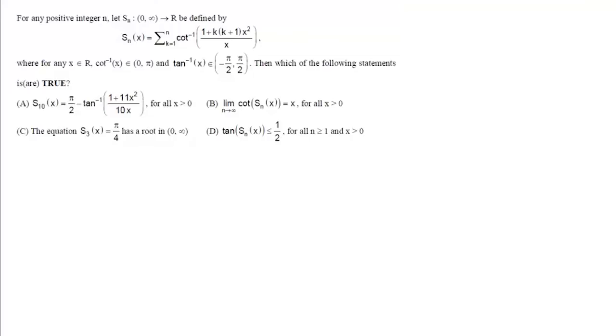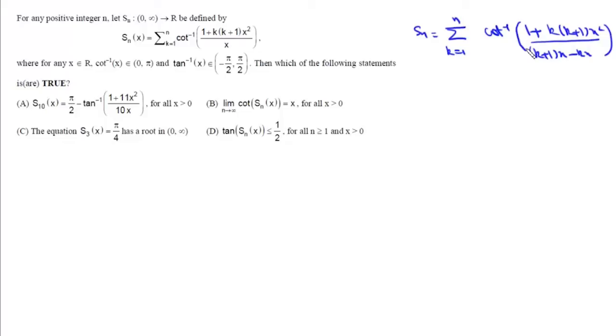Now here the question is, for any positive integer n, let Sn be defined as this summation k varies from 1 to n of cot inverse of (1 plus k into k plus 1 x square) upon x, and we'll write this x as (k plus 1)x minus kx. If we take its reciprocal, we can write it in terms of tan inverse, and it is tan inverse x minus tan inverse y.